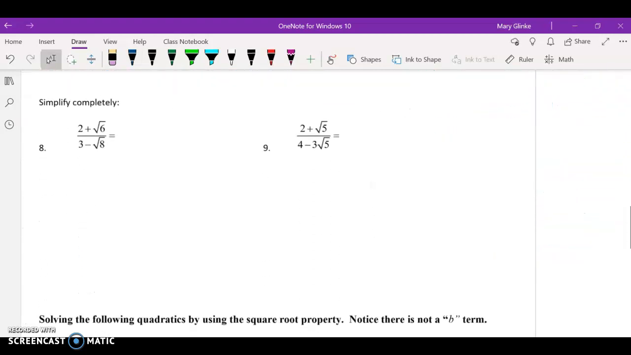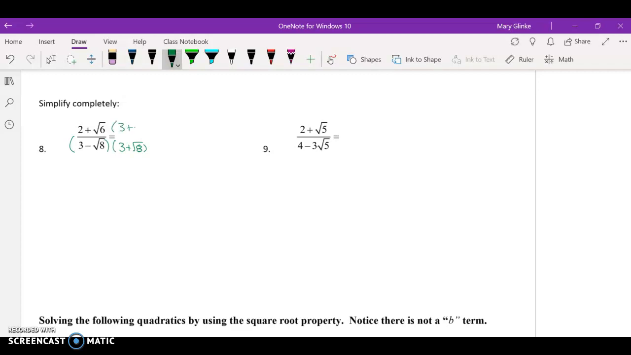So here's what I'd like you to do. Take a look at 8 and 9 and identify the conjugates. So for 8, it should be 3 plus root 8. And for 9, it should be 4 plus 3 root 5. Then take a moment and pause the video and go ahead and distribute these and simplify them.